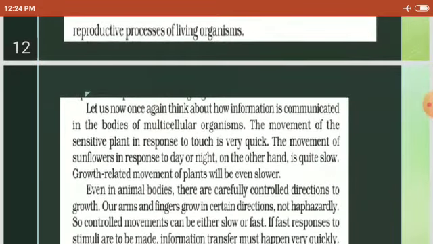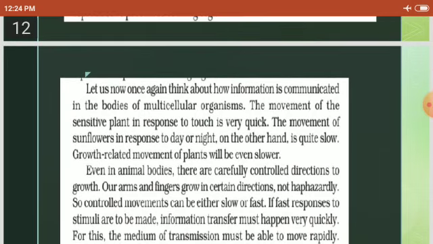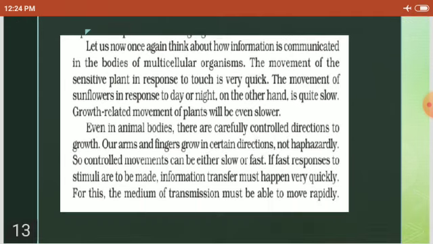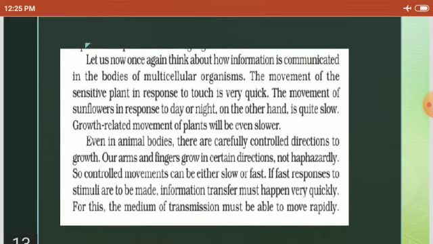Let us now once again think about how information is communicated in the bodies of multicellular organisms. The movement of sensitive plants in response to touch is very quick. The movement of sunflowers in response to day or night, on the other hand, is quite slow. Growth-related movements of plants will be even slower. Even in animal bodies, there are carefully controlled directions of growth. Our hands and fingers grow in a certain direction, not haphazardly. So controlled movements can be either slow or fast.